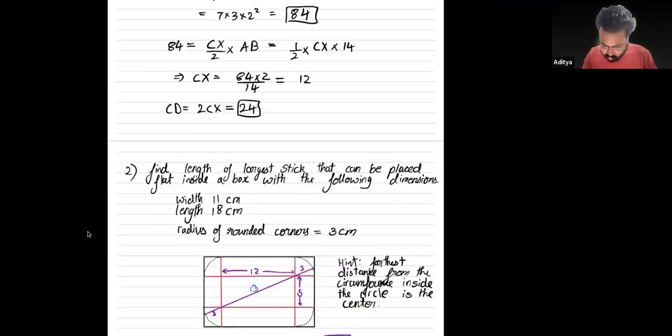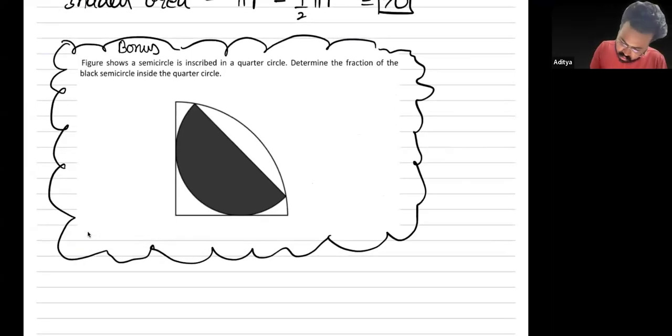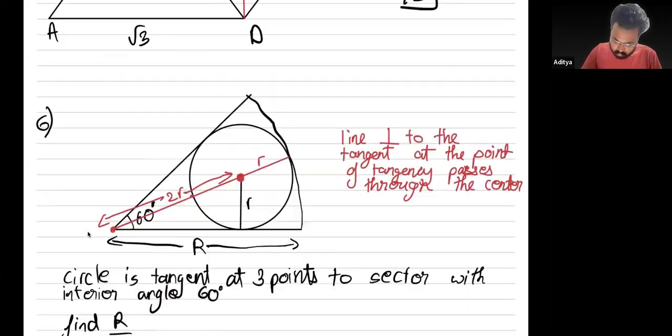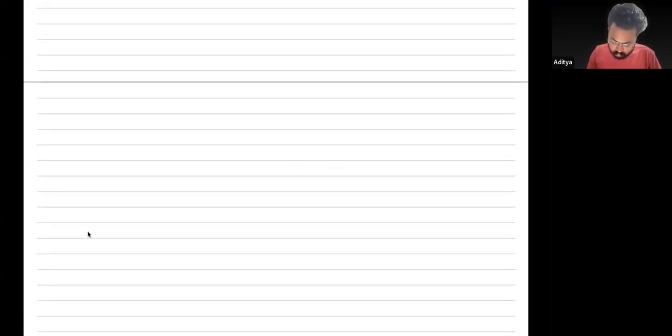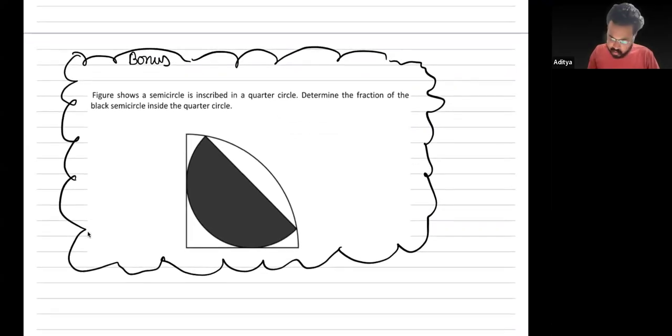Okay. Now we can go over this bonus question from last class. Anyone wants to discuss how they did this? No one? There were one or two of you who got the correct answer.